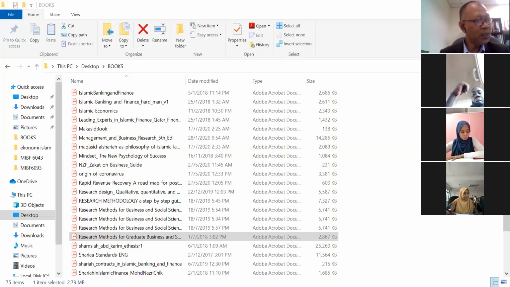Okay, any other question? Now we want to jump to page 40. The research cycle. In order to do research, there are steps or cycle. Okay, can you see? This is called the research cycle.